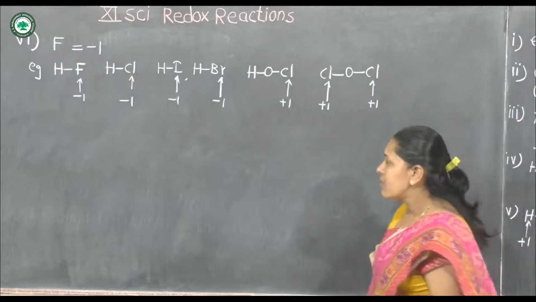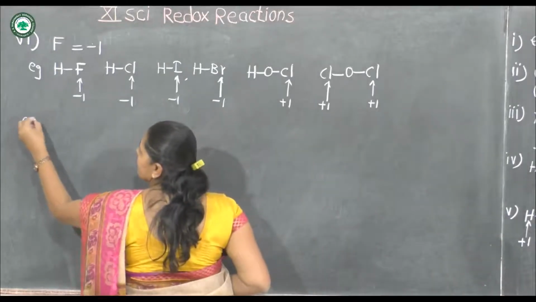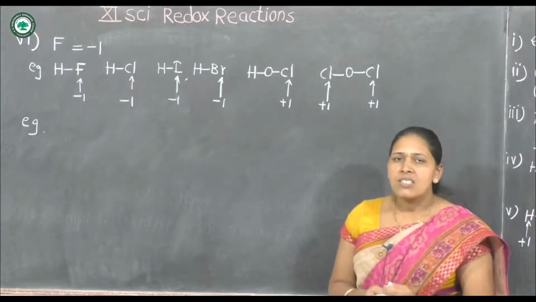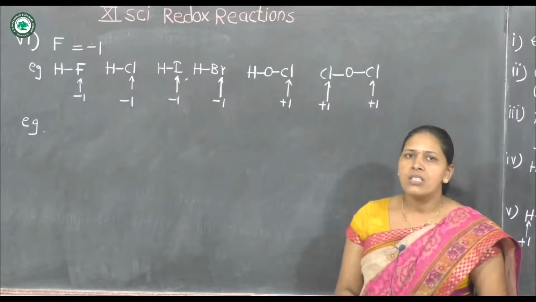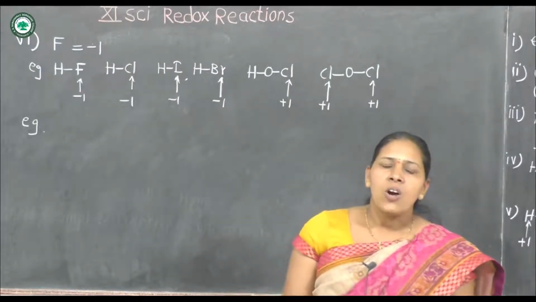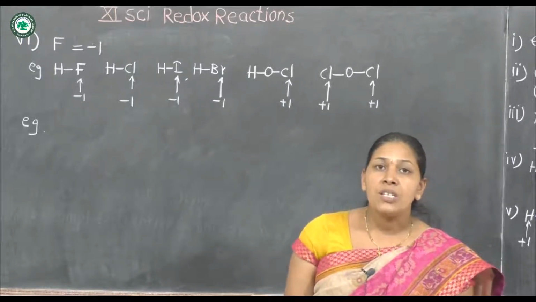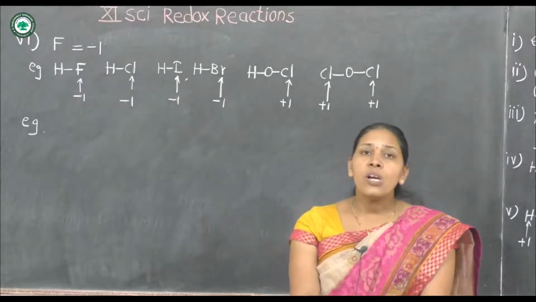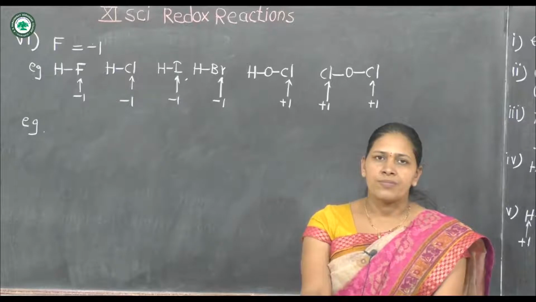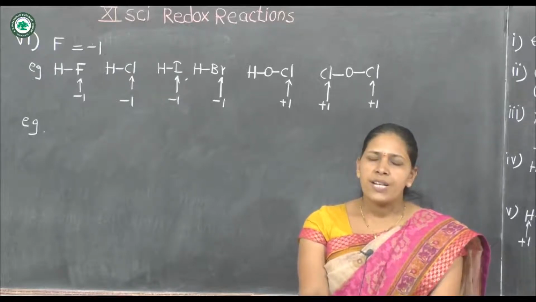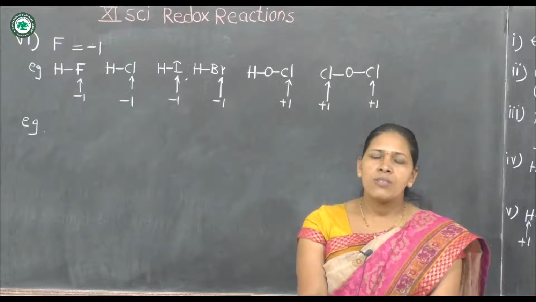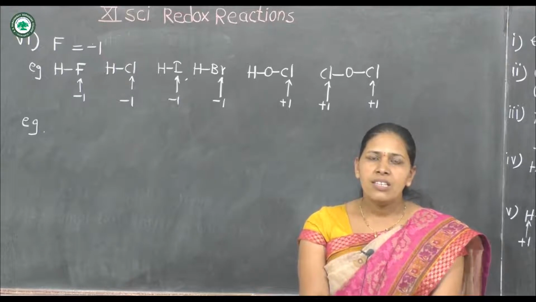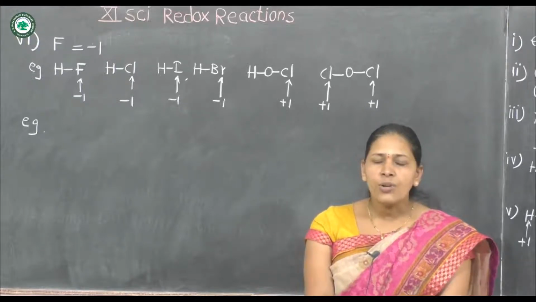For example, how to explain rule number 7 and 8? What is rule number 7? Algebraic sum of oxidation state of all atoms in a neutral molecule is 0. What is meant by neutral molecule? It has no charge, that is a neutral molecule, then the sum is equal to 0. And what is rule number 8? Algebraic sum of oxidation state of all atoms in a polyatomic ion is equal to its charge. How to explain these two rules?